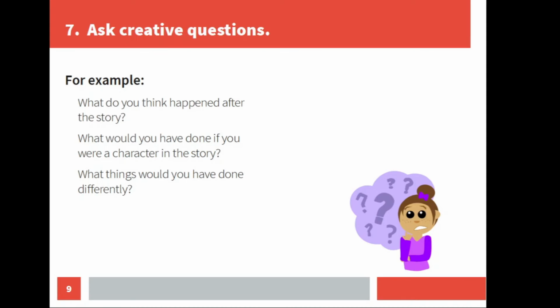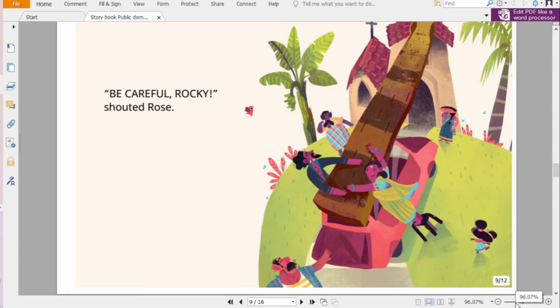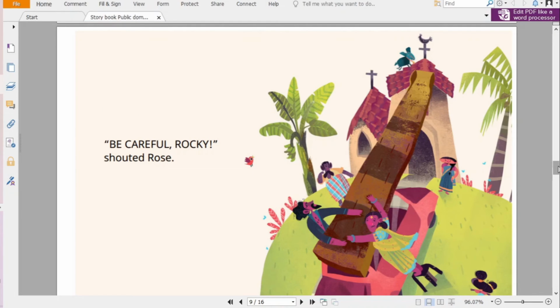Your seventh and last step is to ask creative questions. What do you think happened after the story? What would you have done if you were a character in the story? What things would you have done differently? Based on the story, what other plan would you have made to get Rocky down? If you were Rocky, what other plans would you have suggested?